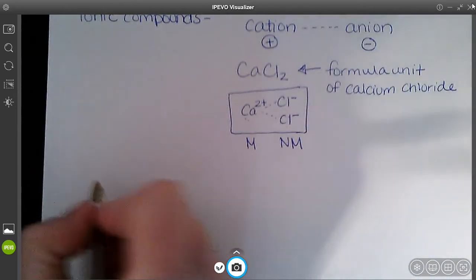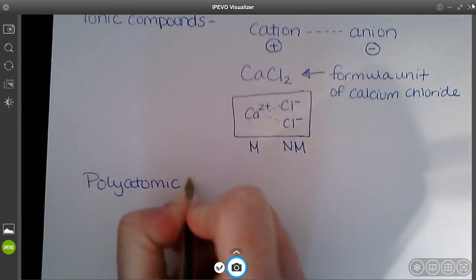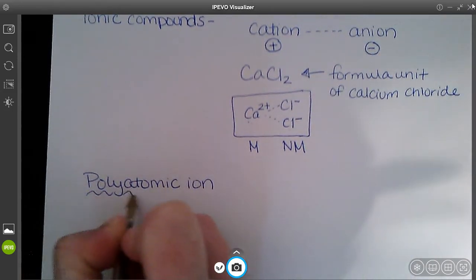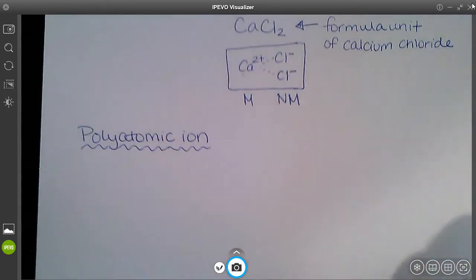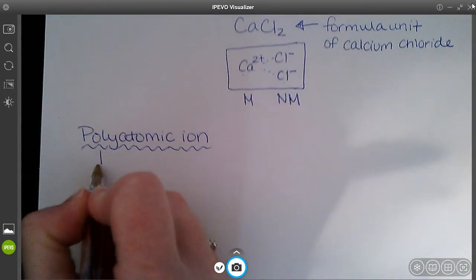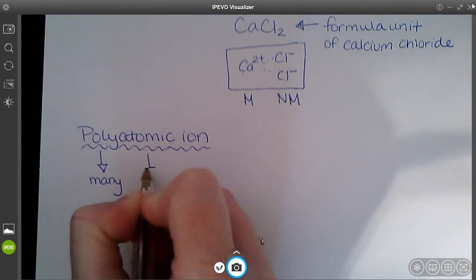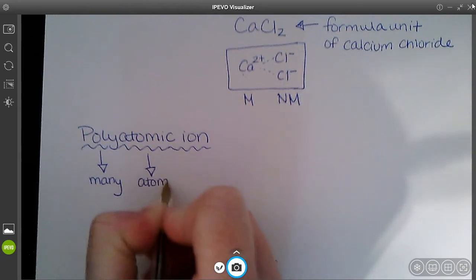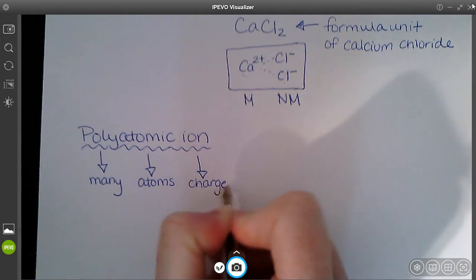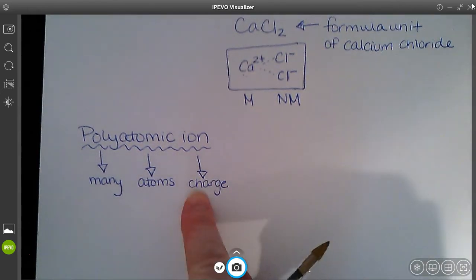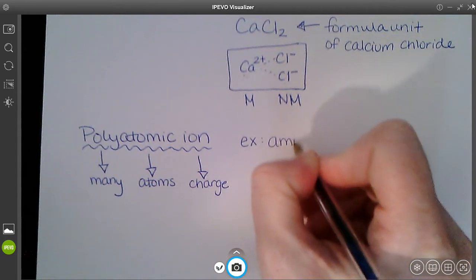So now we're going to talk about this thing called a polyatomic ion. And you might have heard of a polyatomic ion before when we talked about drawing Lewis dot structures. The prefix poly means many, like a polygon has many sides. When we say atomic, we're talking about atoms. And when we say ion, it has a charge. So it's many atoms that have a charge. All right, so let's give an example. An example is ammonium.